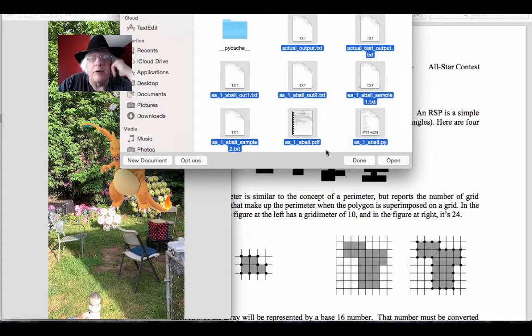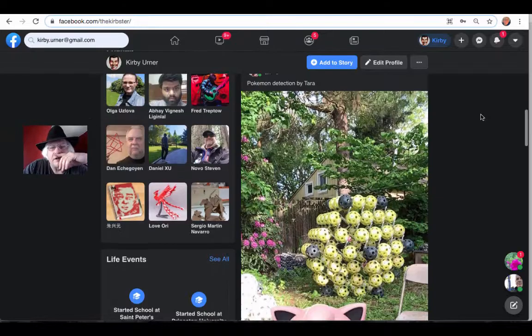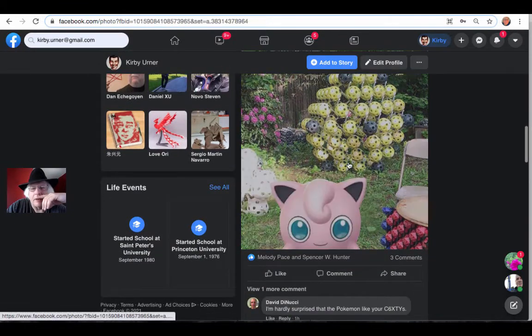Hey, we got a lot of Pokemon showing up in my backyard. It's like, wow, Pokemon in my backyard.